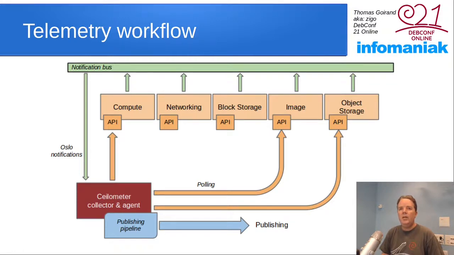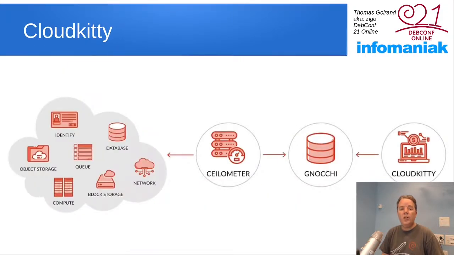Gnocchi is a time series database. Once the telemetry project is deployed, then it's possible to add CloudKitty. CloudKitty will read the metrics and do rating on top of it. Rating is counting the resources and telling how much it costs. CloudKitty has an API to configure prices of your deployment for every resource. For example, you can say that an instance flavor in Nova Compute is that price, and using 10 gig of object storage costs that much. Finally, it aggregates all of that and gives you the final price for the current month.